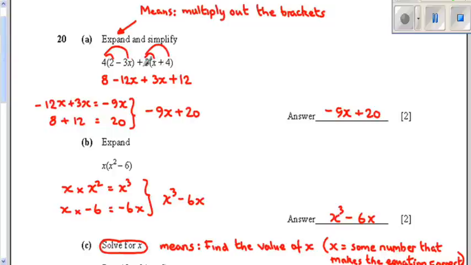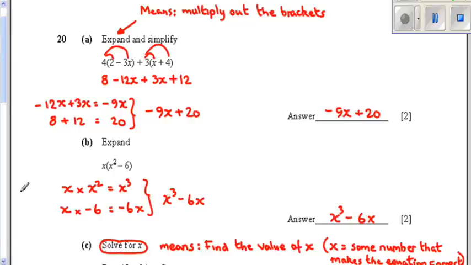Now let's look at the second bracket. This time we've got 3 outside the bracket, so we're going to multiply each term inside the bracket by the 3. So 3 times x is 3x, and then 3 times plus 4 is plus 12. So we've got 4 terms there, but 2 of them are x terms and 2 of them are numbers, so we can combine the x terms together. We've got minus 12x plus 3x, and that gives us minus 9x, and we've got 8 plus 12 gives us 20. So our answer then is minus 9x plus 20.